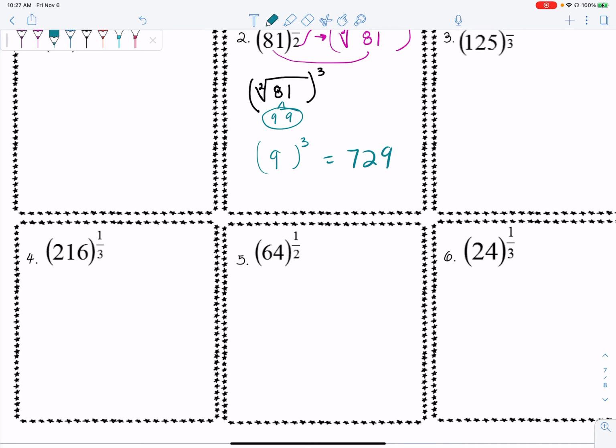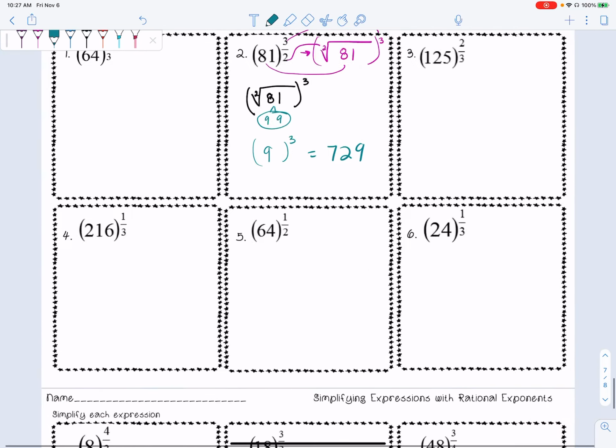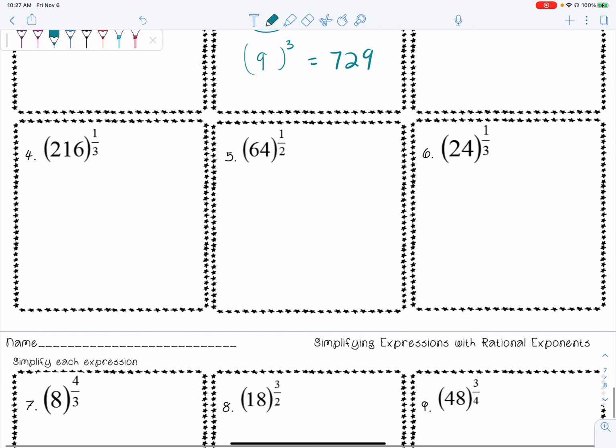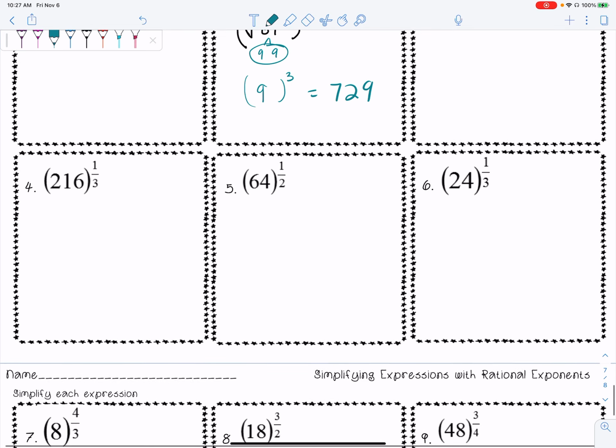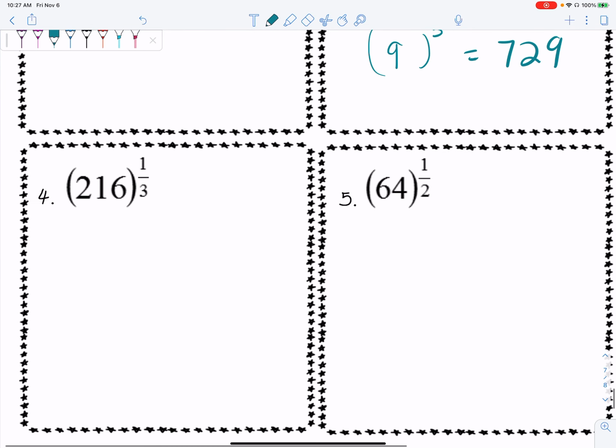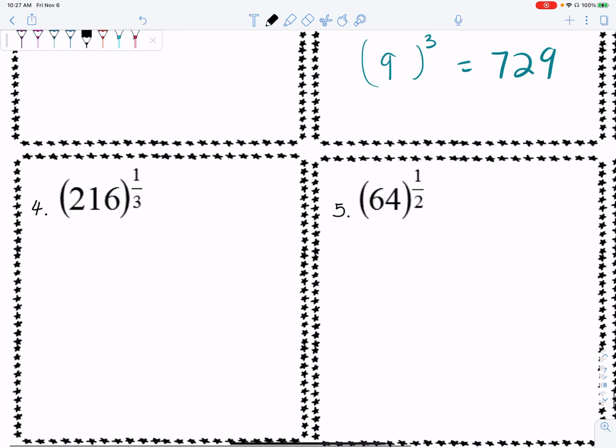Let's go ahead and look at number 4. I have a 216 to the 1/3 power that automatically becomes a radical with 3 as my index, 216 as my radicand, and my exponent is a 1.